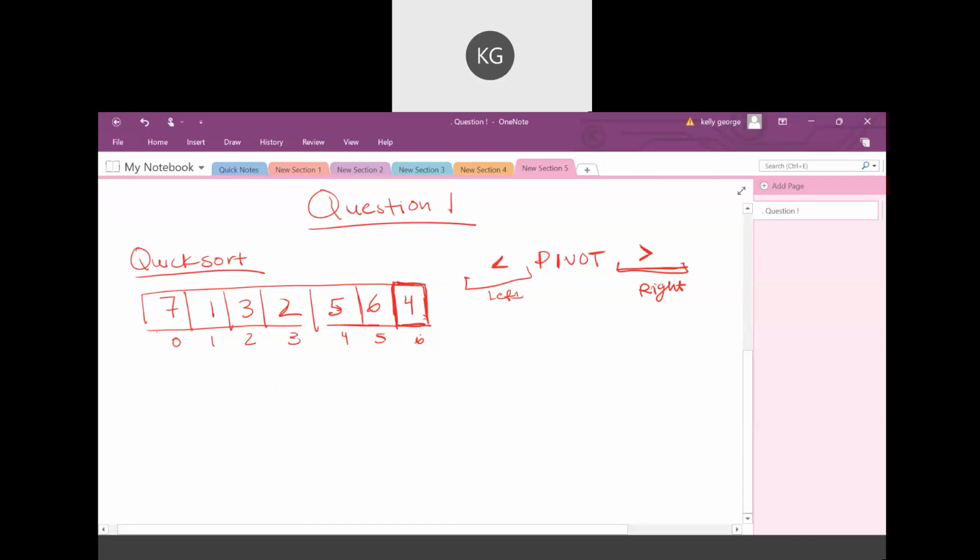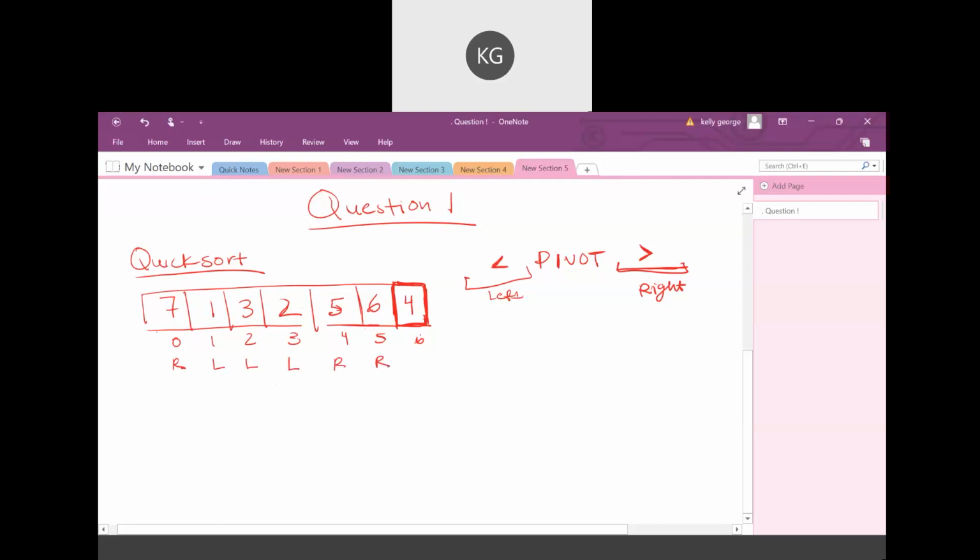So let's say we choose 4 to be our pivot, and now we're going to go through each one and say, should it be to the left or the right? So we start with 7. 7 is greater than 4, so it would be to the right. 1 is less than 4, so it would be to the left. 3 is less than 4, so it would be to the left. 2 is less than 4, it would be to the left. And 5 and 6 would be to the right.